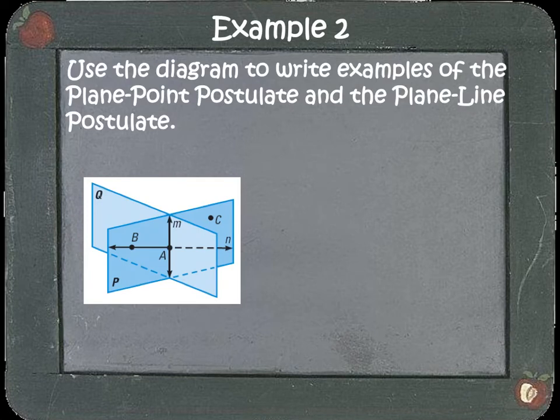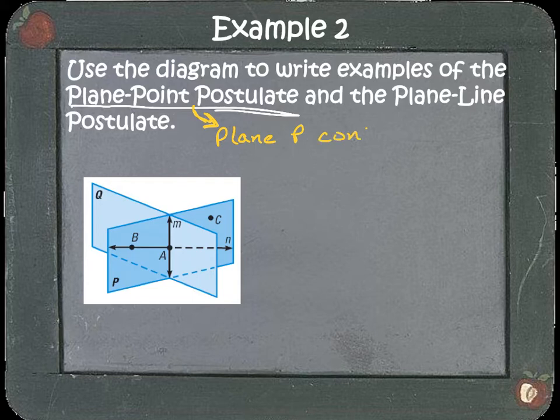Example 2. Use the diagram to write examples of the plane point postulate and the plane line postulate. So let's go ahead and state what this plane point postulate is. For the plane point postulate, that states that plane P contains at least 3 non-collinear points.